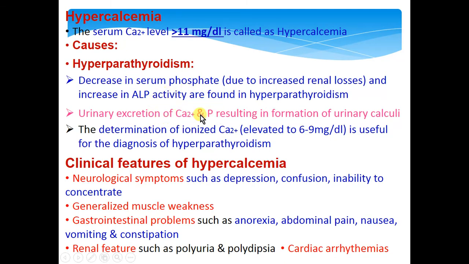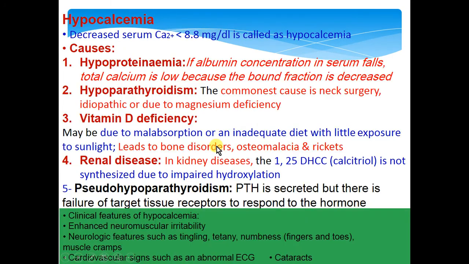Urinary excretion of calcium and phosphate results in formation of renal calculi. When the level of calcium rises above the normal value in hypercalcemia, calcium and phosphate precipitation leads to urinary calculi, meaning kidney stones. The determination of ionized calcium, which will be elevated between 6 to 7 mg per deciliter, is useful for the diagnosis of hyperparathyroidism.